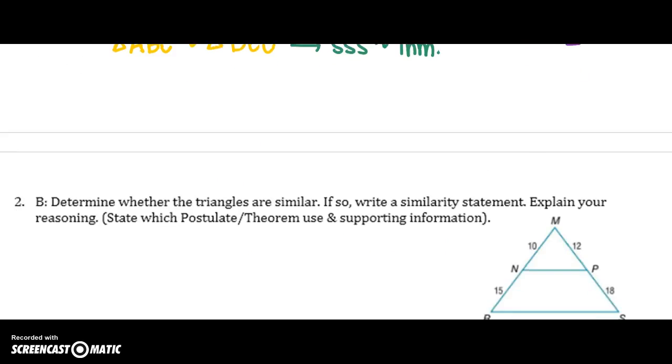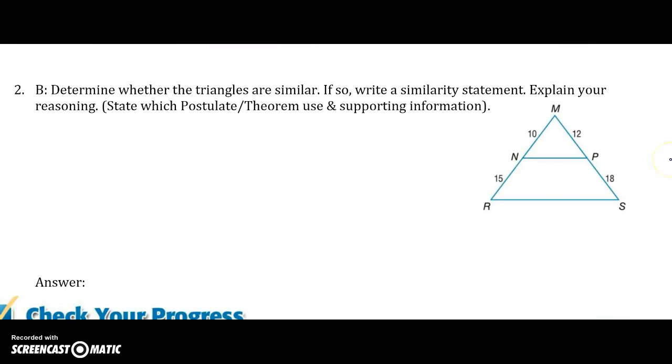All right, let's look at the next one. Determine whether the triangles are similar. If so, write a similarity statement. So I have triangle MNP, so this triangle right here. And then if you notice, I also have triangle MRS as my other triangle. So if you didn't recognize it, they both share this angle right here, they lay on top of each other. So I know that angle NMP is congruent to angle RMS because of the reflexive property.